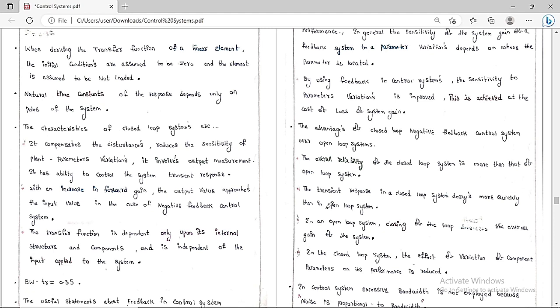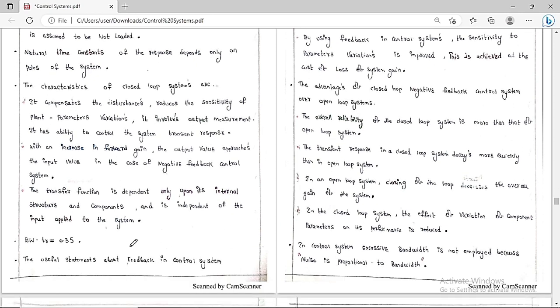The transfer function is dependent only upon its internal structure and components, and it is independent of the input applied to the system. So the transfer function is independent of the type of input that you apply, because it depends only upon the structure and the components present in the system. As the structure and components vary, the transfer function will vary. Otherwise, it is fixed.